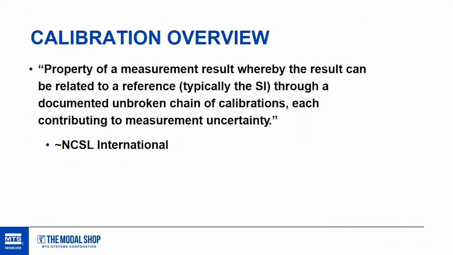We have a definition here for calibration as a property of a measurement result whereby the result can be related to a reference, typically through the SI, through a documented unbroken chain of calibrations, each contributing to the measurement uncertainty. So it's a series of calibrations. You're documenting what is happening in each of those calibrations, and in most cases also reporting some sort of measurement uncertainty in there.